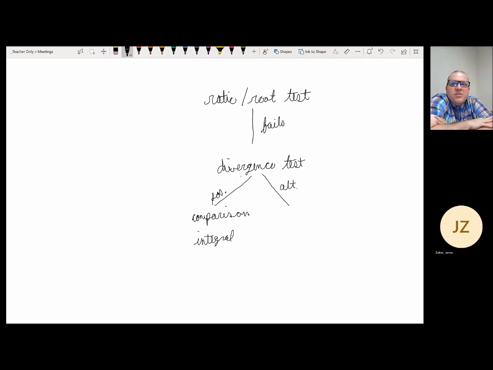If the series is alternating, you can either use alternating series test, or check for absolute convergence. I can tell you right now, if it is alternating, the divergence test fails, it's going to converge by the alternating series test. That's almost certain.